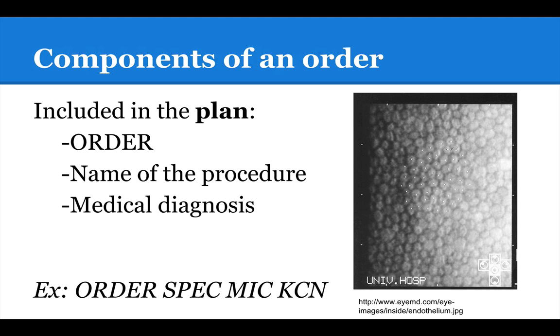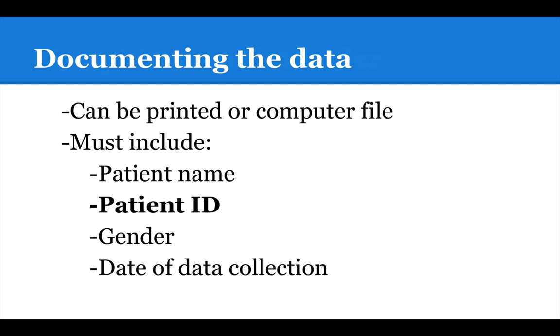So once we have our medical necessity, we need to write the order. And we're going to write the order in the plan. And there are 3 components that we need to have in each order. And that is the word order, the name of the procedure, and the medical diagnosis. So, for example, every 6 months we're going to order a spec mic for our keratoconus patients. And so in the plan that would look like order, spec mic, keratoconus. And so that's the least amount of details that we need. We can always write more in that order, but those are the three components that we need to include.